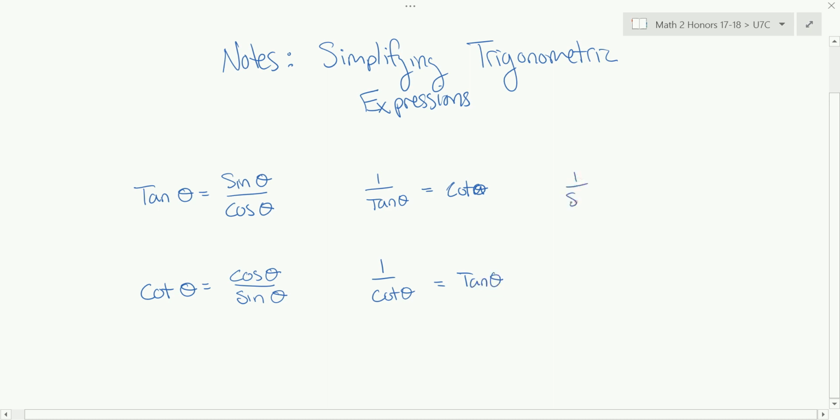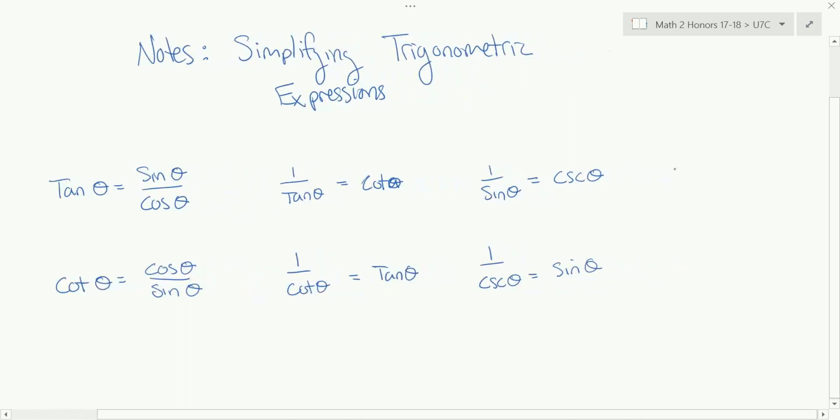1 over sine is the cosecant. 1 over cosecant is the sine. And then we could do this one more time. 1 over cosine is the secant. And 1 over secant is the cosine.